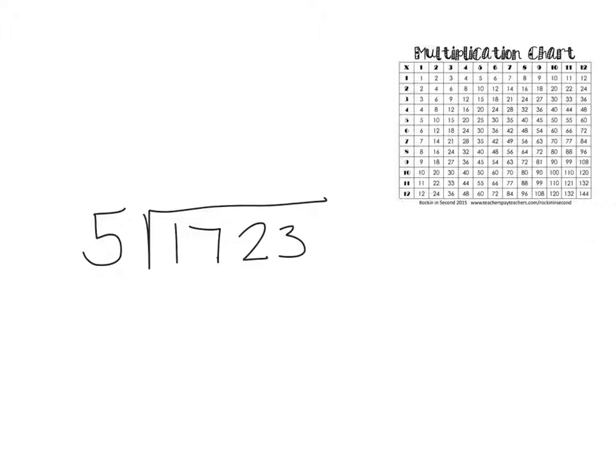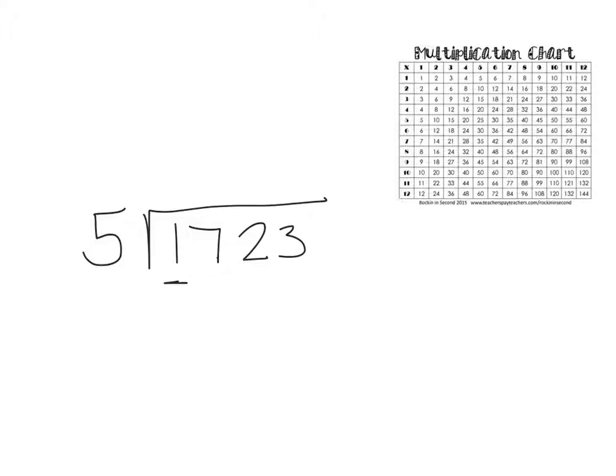Okay, so let's try one more before we move on to a word problem. This time we're going to be working with a number that has 4 digits in our dividend. So we are dividing 1,723 by 5. We are seeing how many groups of 5 we can make with 1,723. So again, the first thing we need to do is look at our thousands column first.